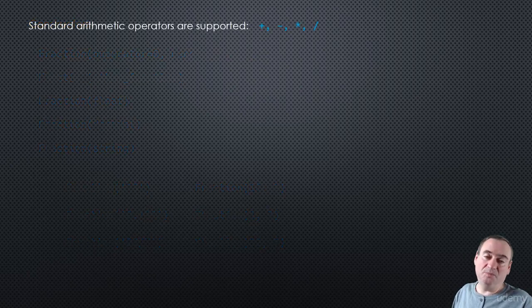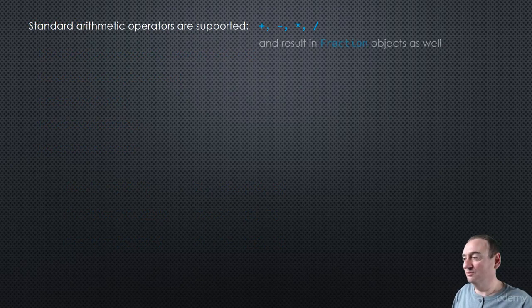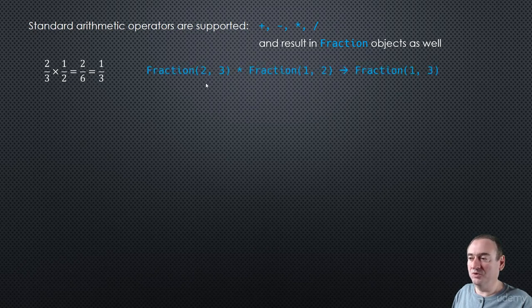Now the standard arithmetic operators are supported, plus, minus, as well as other mathematical operators too. But these standard arithmetic operators result in fraction objects as well. If you add two fractions, you get another fraction, all right? Two rational numbers, you get another rational number. If you subtract, multiply, or divide rational numbers, you end up with rational numbers as well. So for example, 2/3 times a half, well, that's 2/6, which is 1/3. And so if we write Fraction(2, 3) times Fraction(1, 2), we'll get Fraction(1, 3).